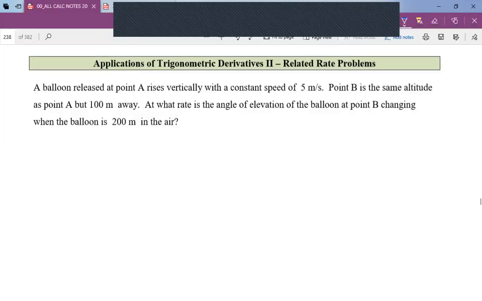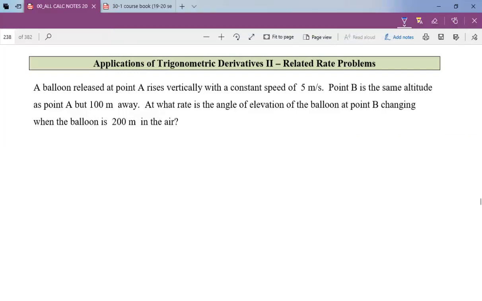All right, so this should be about page 238 of your workbook. This is going to be 4.6, which is applications of trig derivatives, part 2, related rates problems. And so we're just going to go through one problem in here, but it kind of demonstrates the ideas of what's going on with this.